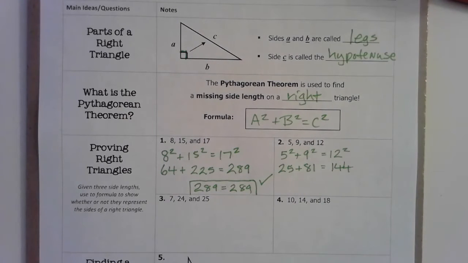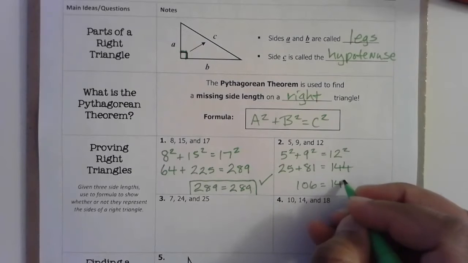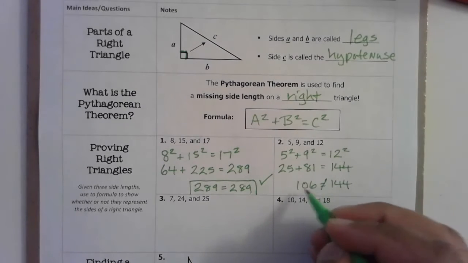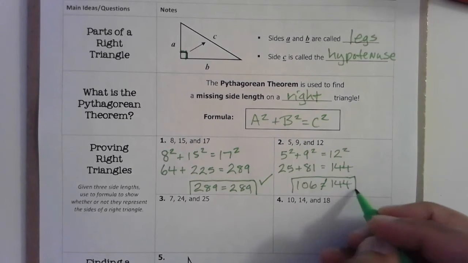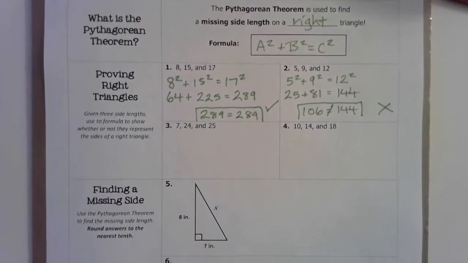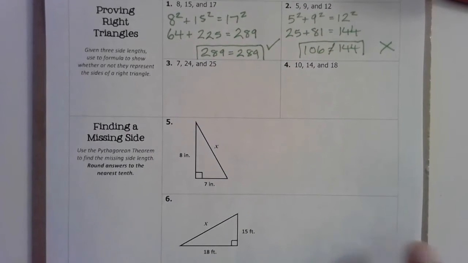So 25 plus 81, that's going to give me 106, equaling 144. So is that in fact true? No, of course it is not. So it doesn't look like we have a right triangle here. So we're out of luck, okay? So I'll leave you guys to do the other 2 examples here. And let's talk about another aspect of using the Pythagorean theorem and some other examples here on this front page.